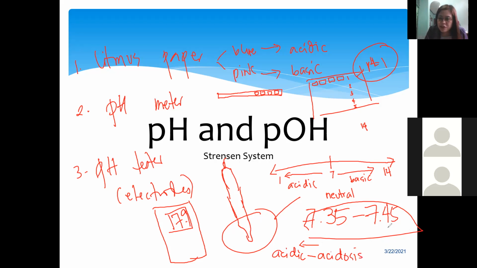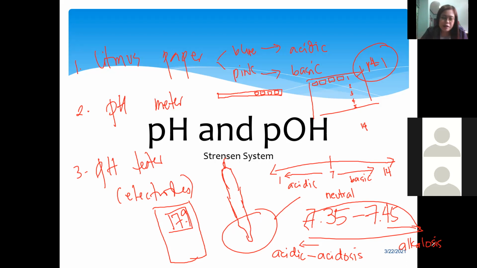And then kapag sumobra naman yung pH ng blood natin sa 7.45, your blood will be basic and it will lead to a condition called alkalosis. So if you have this condition, then our body will not function fully. Magkakaroon tayo ng different signs and symptoms like mahirap huminga, ganun.